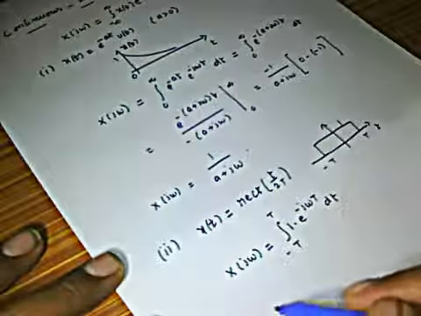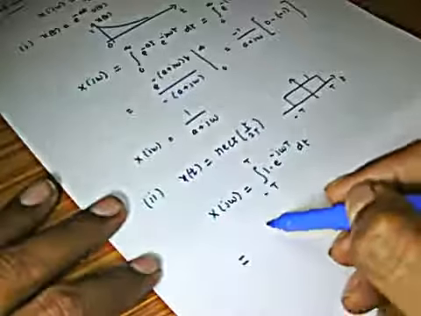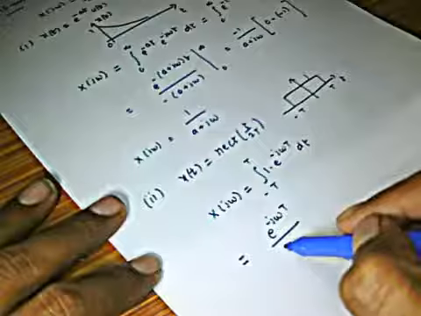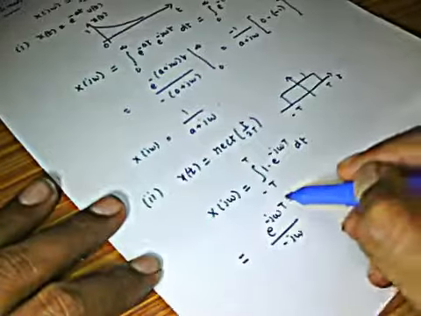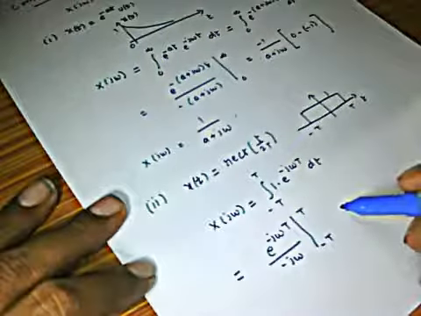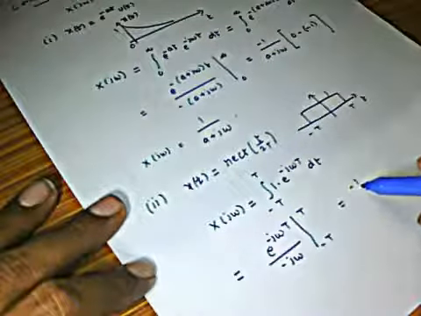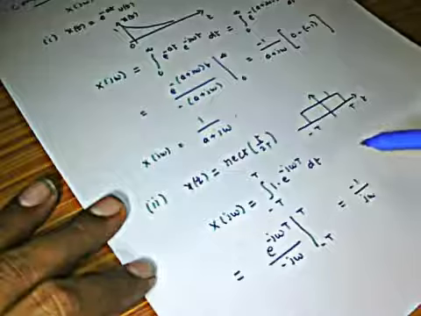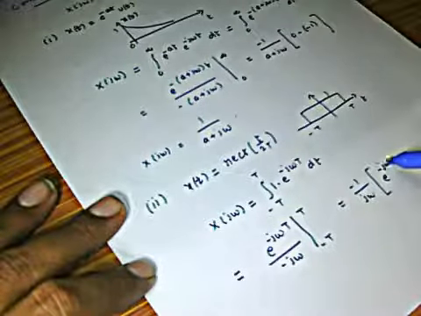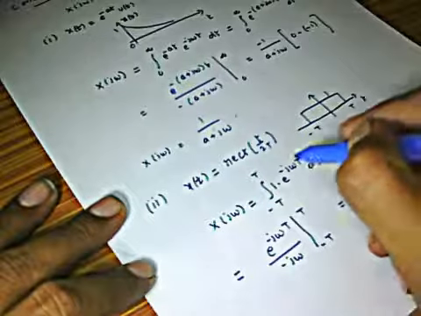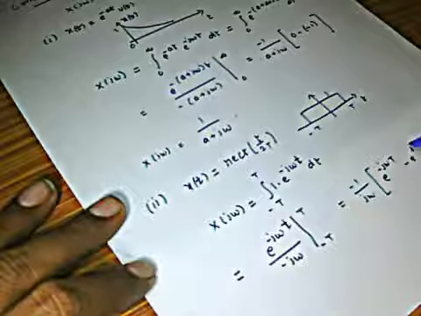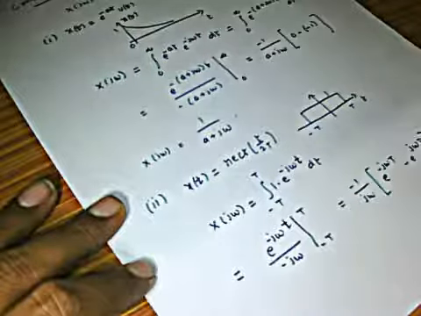So this will be equal to e power minus j omega t by minus j omega, and the integral limits will be from minus T to plus T. So this is minus 1 by j omega into e power minus j omega into capital T minus e power j omega into capital T.